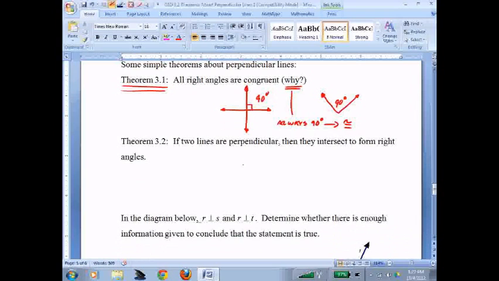Perpendicular lines form right angles, to which a lot of people say, well, duh, but it's important to go here. That's 90 degrees. If I go with vertical angles, I know that's also 90 degrees. If I go with linear pairs, I know that the other one has to be 90 degrees. So all four will be 90 degrees.